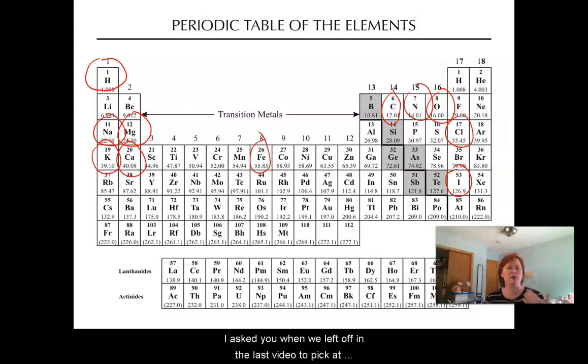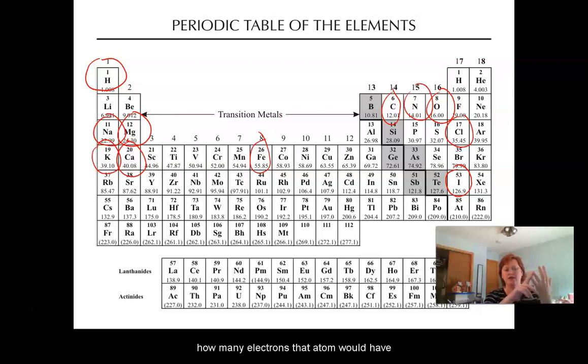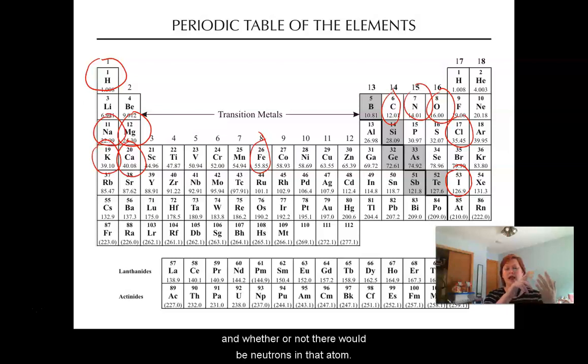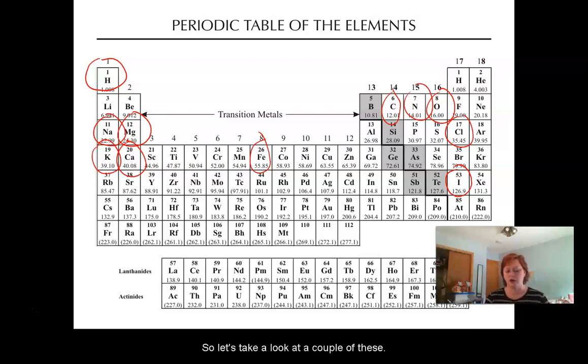I asked you when we left off in the last video to pick at least 2 or 3 of these, and using the information in the periodic table, try to determine how many protons an atom would have, how many electrons that atom would have if it was a neutral atom, and whether or not there would be neutrons in an atom. So let's take a look at a couple of these.